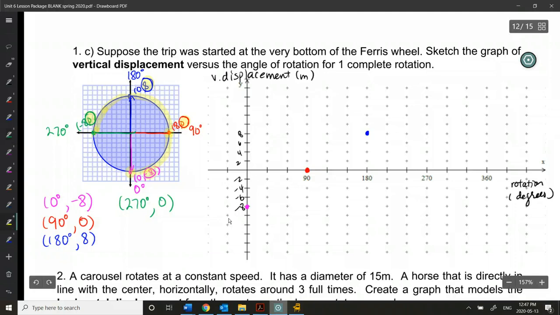And then finally, we're going to rotate right back to where we started here, so that will be a full 360, making a full rotation or one full cycle around the Ferris wheel. And now we're down 8 meters below the center. So let's graph those last 2 points, 270, 0, and 360, -8. And we're going to connect those with a nice smooth curve as usual.